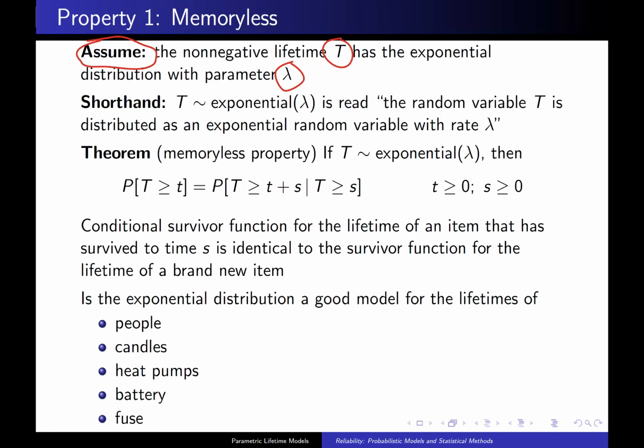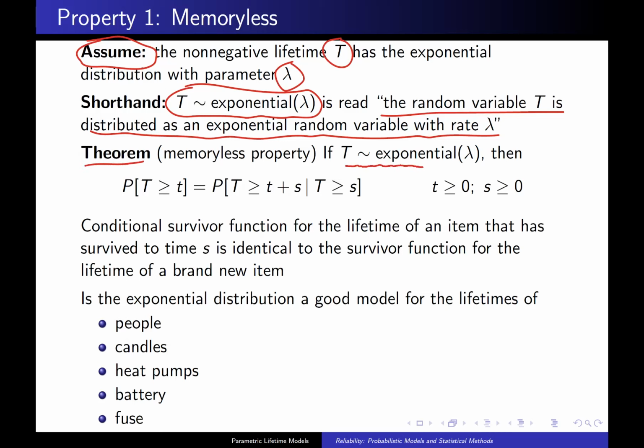The shorthand for this is as follows: T tilde exponential lambda, and the way you read that is the random variable T is an exponential random variable with positive failure rate lambda. Here is the first result, and this is known as the memoryless property.